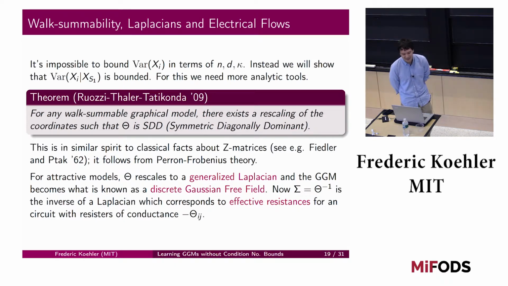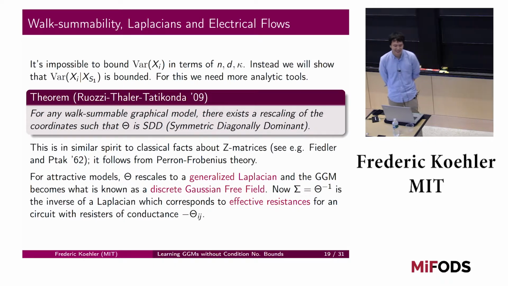So there's this basic fact about walk-summable models. It's interesting because the motivation for introducing walk-summable models was to generalize SDD, but it wasn't until a few years later that people realized there's a simple connection between them: if you have a walk-summable graphical model, then there's always a way to rescale the coordinates of the model so that the precision matrix becomes symmetric diagonally dominant. This is quite similar to classical facts in linear algebra, but I couldn't find this exact statement in the literature, but maybe it's somewhere. Anyway, it was definitely proven in this paper by Rosi, Thaler, and Tatikonda.